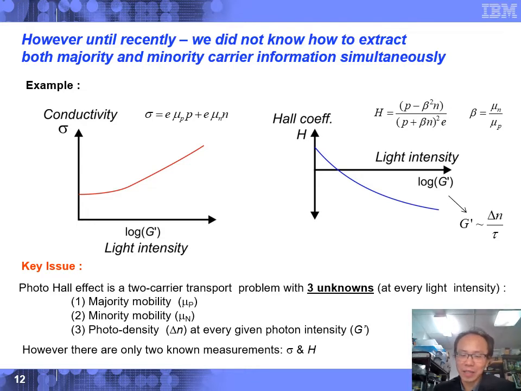And sometimes the polarity gets inverted because, for example, you could start with the majority holes, but under high light intensity, the minority electron could have higher mobility and therefore dominate the transport, and you could invert the Hall coefficient. So in this two-carrier transport problem, you have three unknowns, which are the hole mobility mu p, the electron mobility mu n, and the photocarrier density delta n at every light intensity, while you only know two quantities, sigma and H, conductivity and Hall coefficient. Therefore, you are lacking one more piece of information.